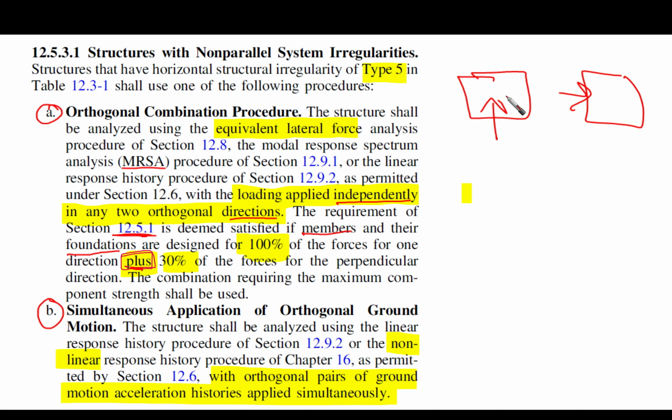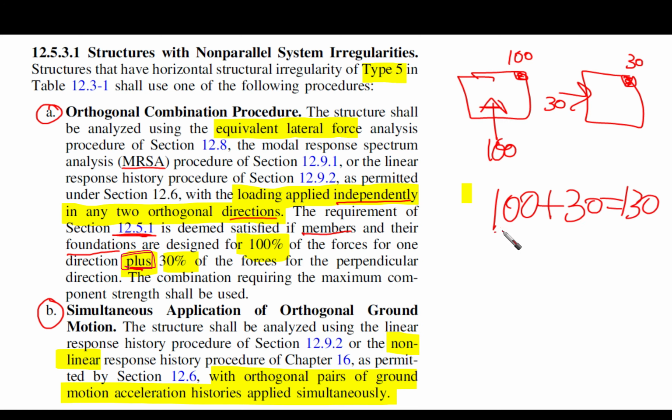So here it means that if we have a column here, and the axial force is coming from this column due to 100% of the earthquake, for example, it was 100 kilonewton or 100 ton. And from the 30%, this is the column here, and 30 ton comes here. So the design force for this column is going to be 100 plus 30, which is 1.30. But the analysis can be done independently.